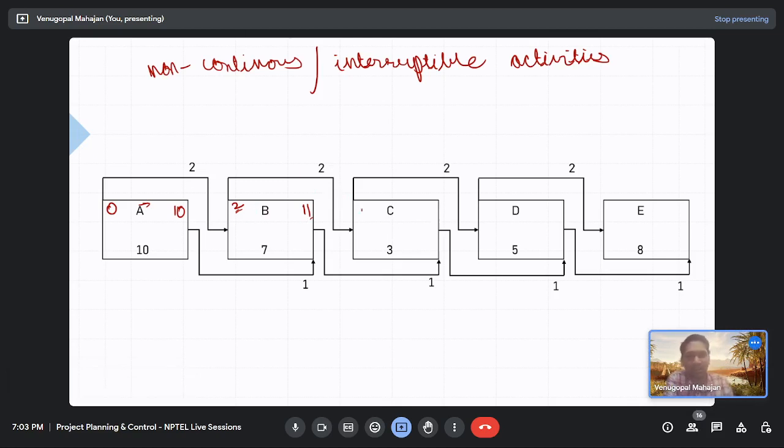So what about activity C? 2 plus 2 is 4, and either it could be 4 plus 3 is 7 or 11 plus 1 is 12, right? So it would be 12. What about activity D? 4 plus 2 is 6. Any other incoming? No, not coming. So 6. What about D? It could be 11 or 12 plus 1, 13. So 13. What about activity E? 6 plus 2 is 8. And what about finish? Either it could be 8 plus 8, 16, or 13 plus 1, 14. So 16. You see your project duration actually decreased by 5 days.